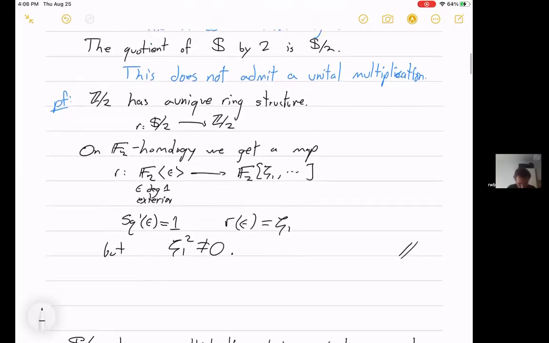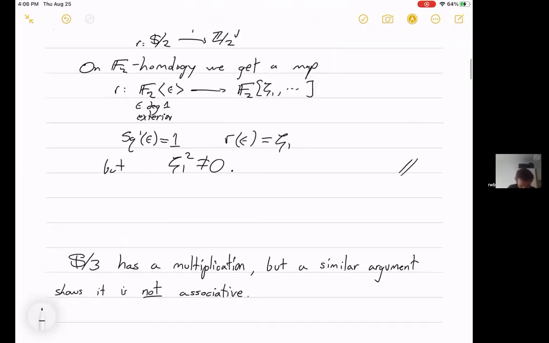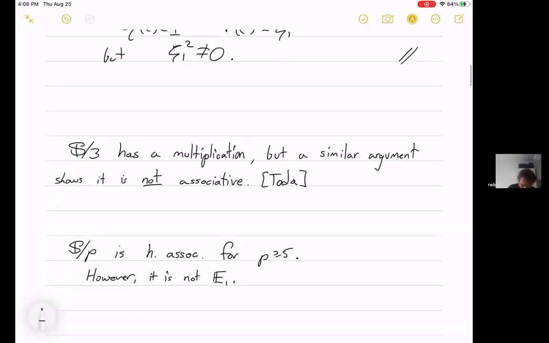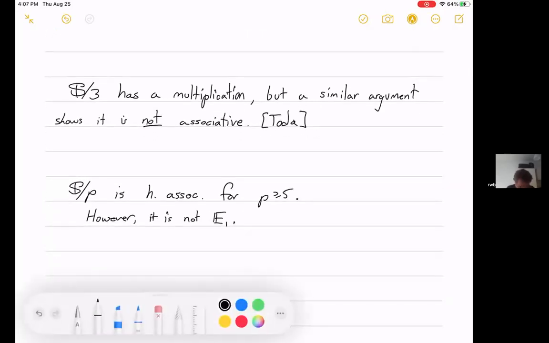And so let me continue just looking at spheres mod primes. So S mod 3 has a multiplication, but a similar argument shows that that multiplication can never be associative. And this is due to Toda from about 1968. And if we go to S mod p at p equal to 5 and above, Toda tells us that S mod p is homotopy associative for p at least 5. However, it's not an E1 algebra.